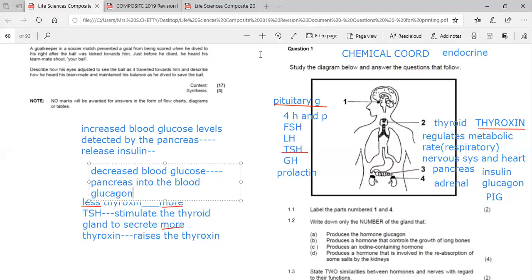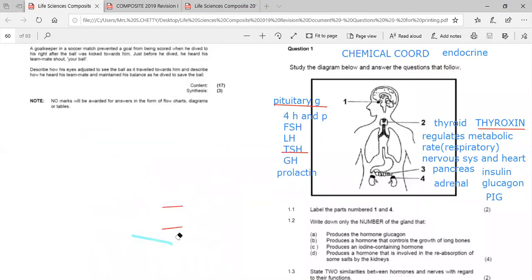Let me do adrenal by taking off all these distracting things. Okay, let's do the adrenal gland. Now the adrenal gland, babies, actually produces two hormones. Let's do the first one, the one which is called the fight or flight hormone, adrenaline.